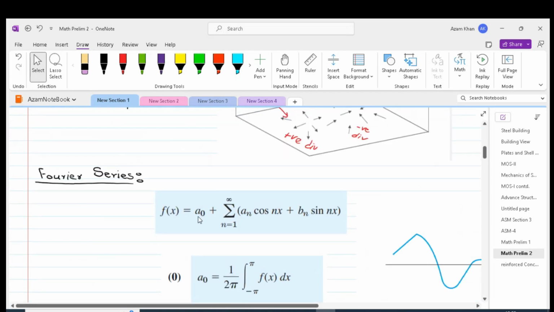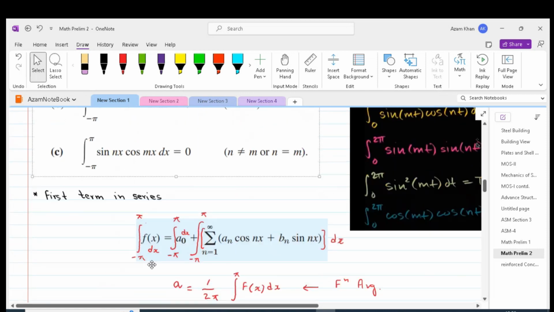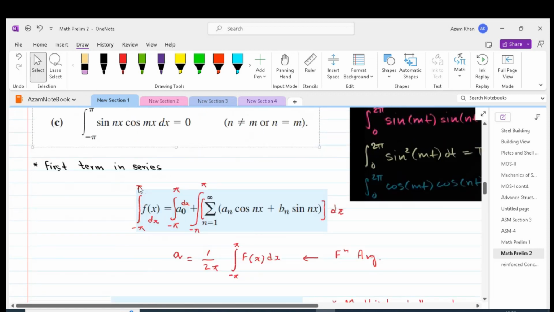So we have this Fourier series. Let us integrate this Fourier series between 0 and 2 pi, or between minus pi and plus pi. So left and right hand sides are integrated between minus pi and plus pi. So we have the integral of f of x dx from minus pi to plus pi on the left hand side, equal to the integral of a naught dx from minus pi to plus pi, plus the integral from minus pi till plus pi of the sum of an cos nx plus bn sin nx times dx, where n ranges from 1 till infinity.